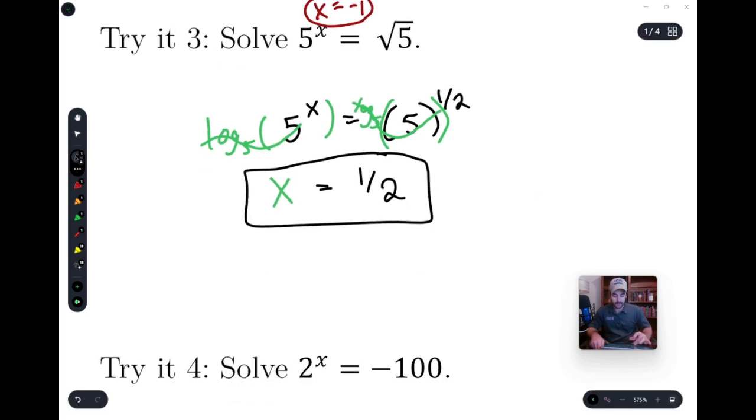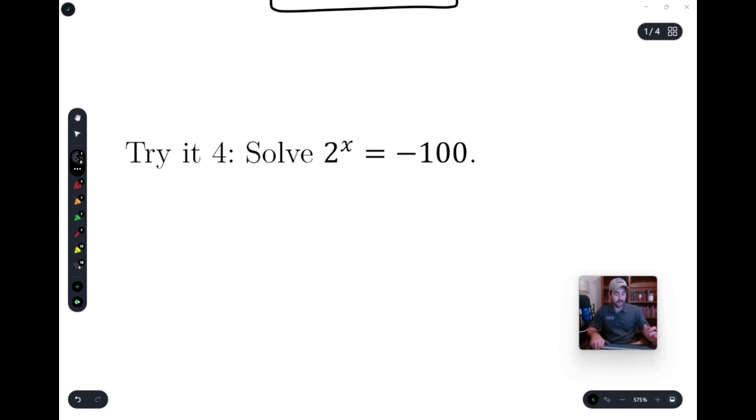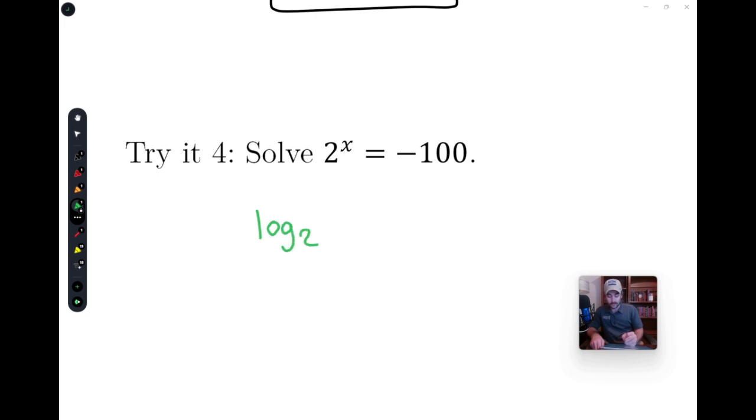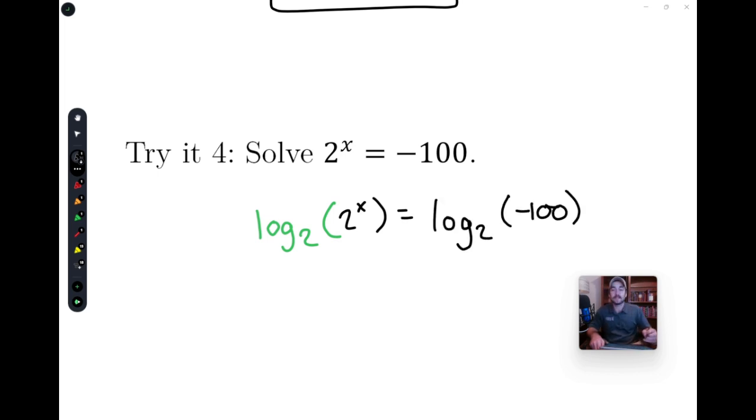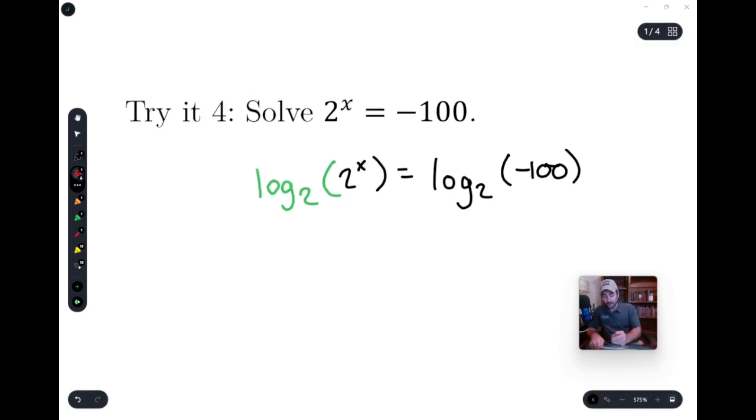All right, we'll keep going. We'll see what happens when we get a little trickier. There's no number that's going to get us 100, which is why I think it's really important to learn how to do this with the logs. Take the log base 2 of 2x equals the log base 2 of negative 100. So what that's going to do is show us a little bit quicker what we're going to get for our x value.